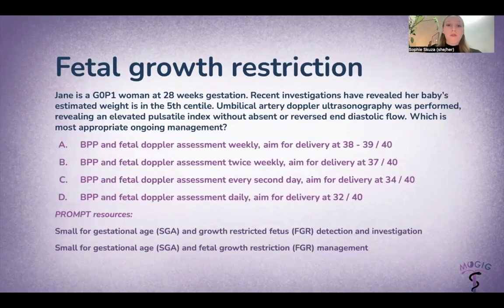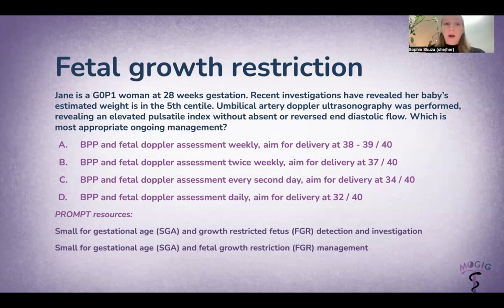Onto our discussion on fetal growth restriction. Our question here is, Jane is a G0P1 woman at 28 weeks gestation. Recent investigations have revealed her baby's estimated weight is in the 5th centile. Umbilical artery Doppler ultrasonography was performed, revealing an elevated pulsatile index without absent or reversed end diastolic flow. Which is the most appropriate ongoing management?